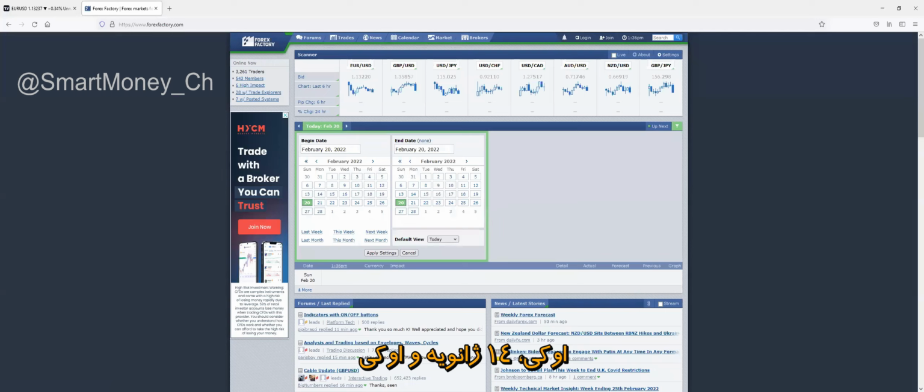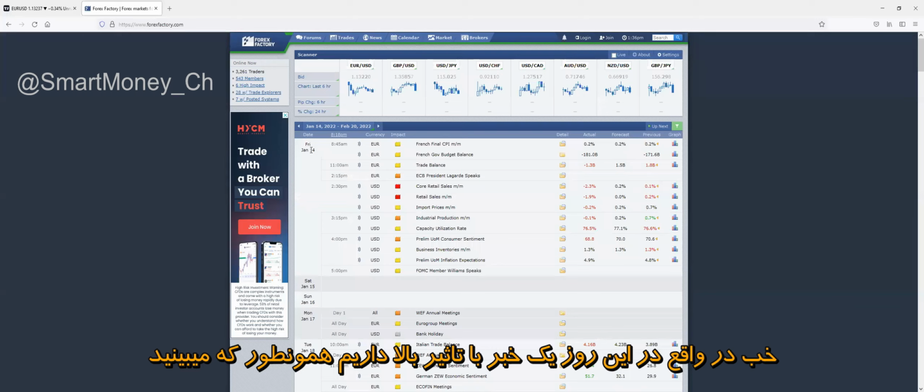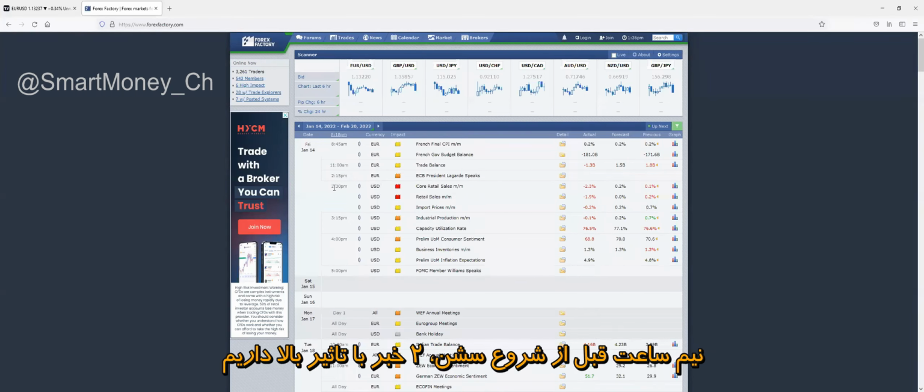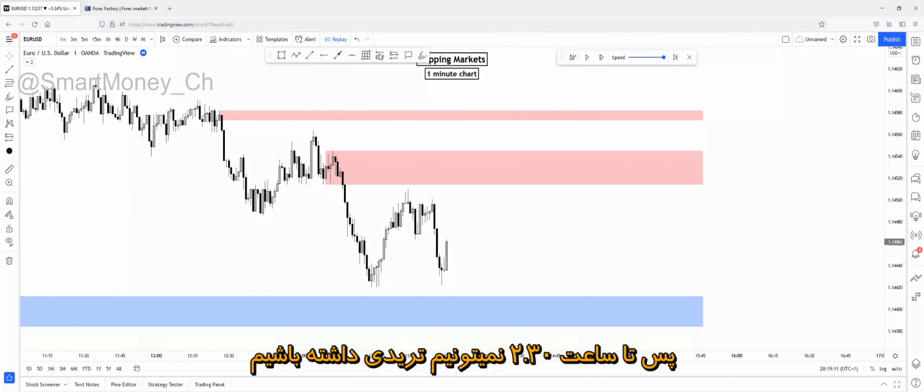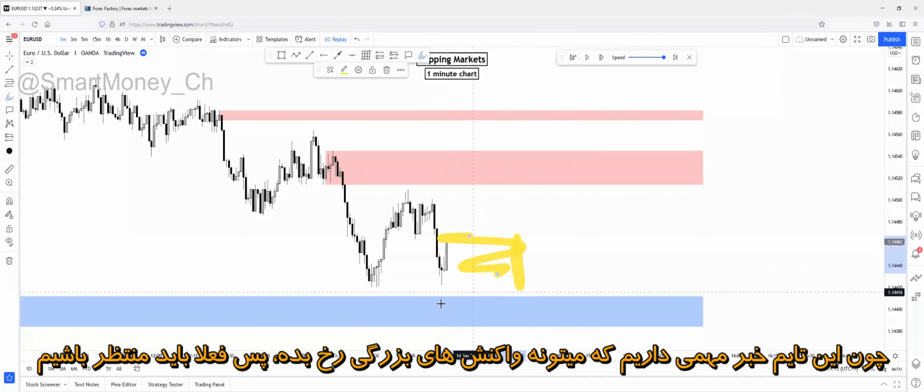Okay, so which day is it? 14th of January. Where is it? 14th. Apply settings. So on this day, actually there will be high impact news, as you can see. 30 minutes before the session starts, there will be 2 high impact news. So we can't really trade until 2:30. So we can't really trade until this point. There will be the high impact news hitting, and basically there will be huge reaction. So we have to wait.